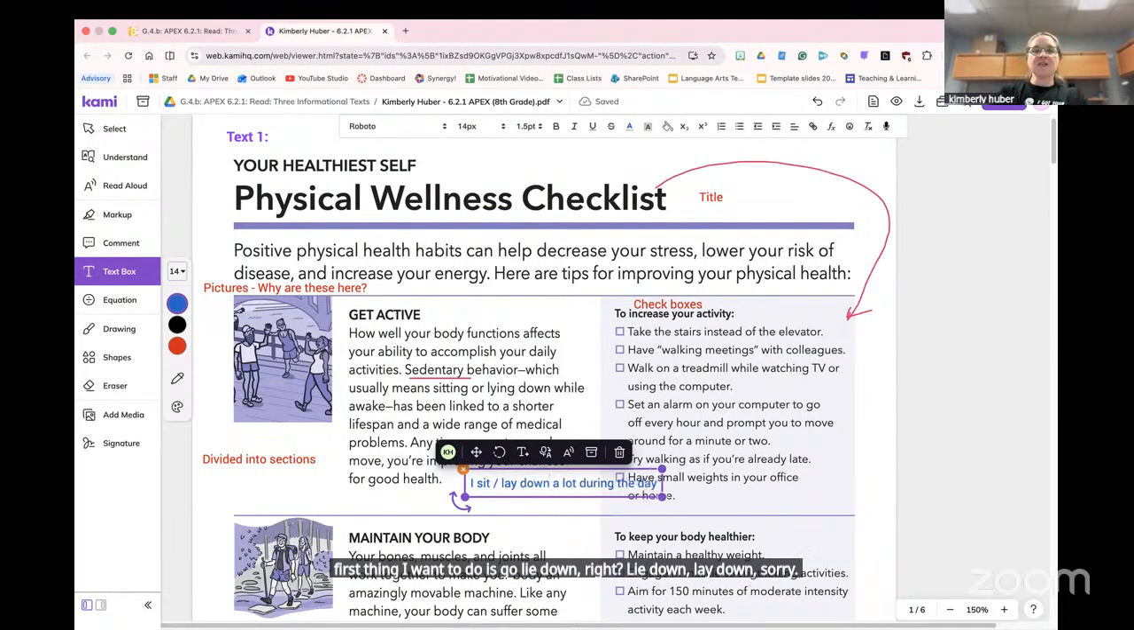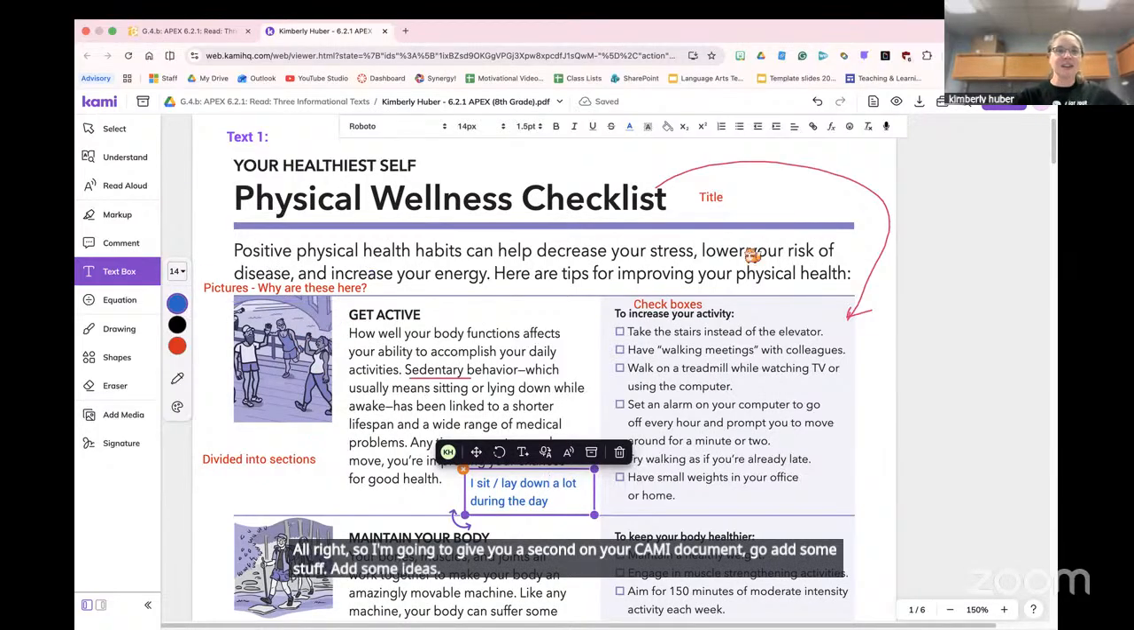All right, so I'm going to give you a second. On your Kami document, go add some stuff. Add some ideas, add some thinking to the beginning, and then we'll keep reading.